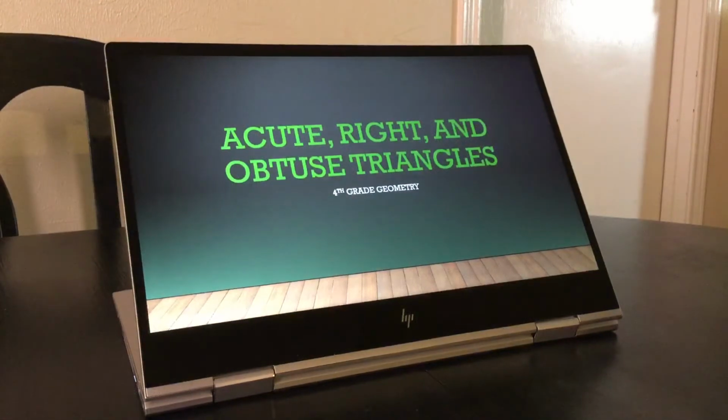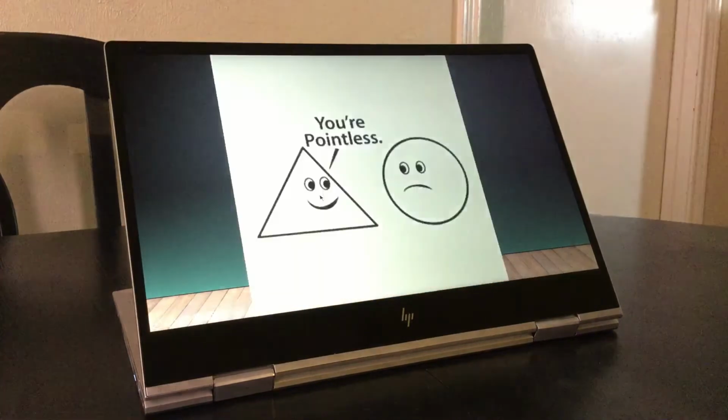So this lesson is the lesson over having lessons without manipulatives. So I chose 4th grade geometry, and we're going to be discussing acute, right, and obtuse triangles.